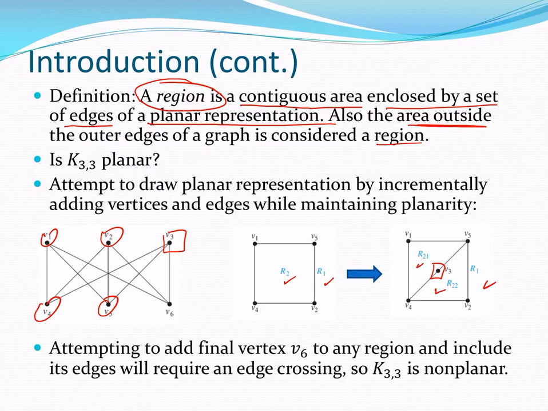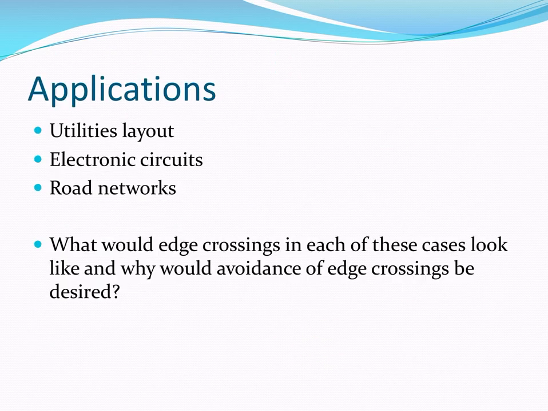But as soon as I try to put it into any of those regions, I'm going to require an edge crossing. Because if I put it in region 1, it's got to cross an edge to get to vertex 3. If I put it in region 2,2, it's got to cross an edge to get to vertex 1. If I put it in region 2,1, it's got to cross an edge to connect to vertex V2. All right, so that is a proof that K33 is non-planar, and our introduction to regions.